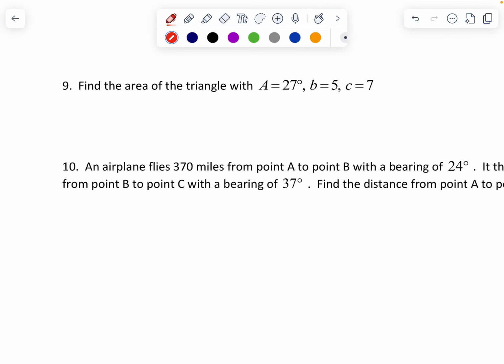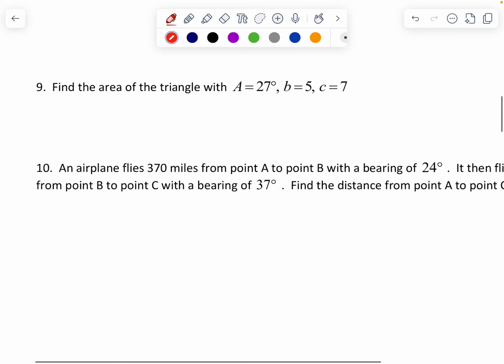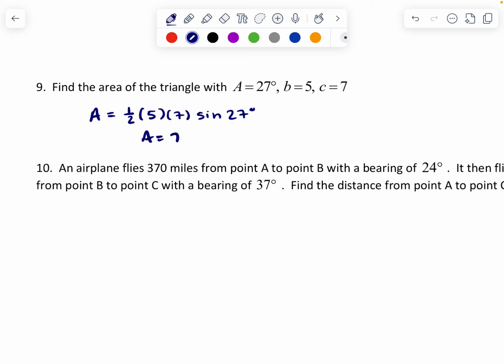All right, number 9, find the area of the triangle. So you guys, for this one, remember the area of a triangle is 1/2 times side 1 times side 2 times the sine of the included angle. This is just to plug in, make sure that you know it. So if I plug that into my calculator, it's 0.5 times 35 times the sine of 27, and that equals 7.94 or something like that. Don't miss that question, please.